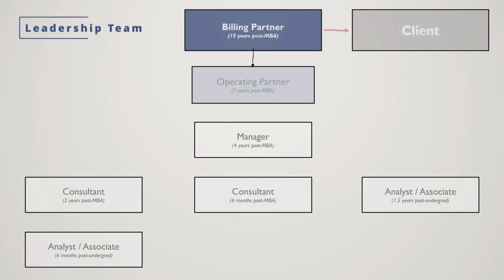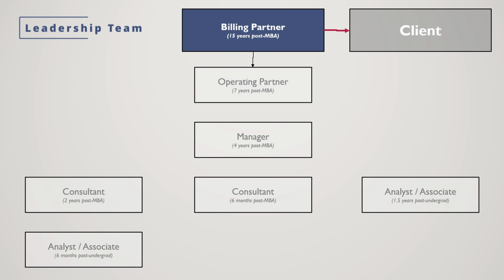And then above the operating partner, there may be a billing partner. What this partner really is responsible for is managing the client relationship. They need to sell more work. They need to make sure the client is happy with the work that is being delivered, and manage the client relationship to ensure that the consulting firm can sell more work to that company.